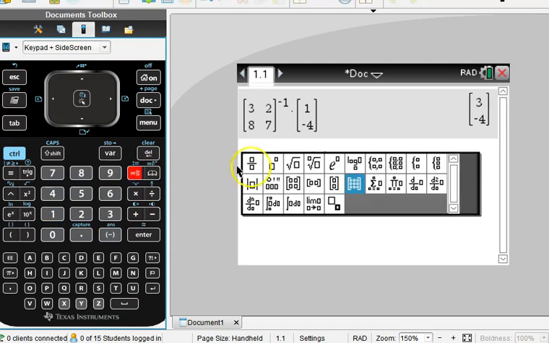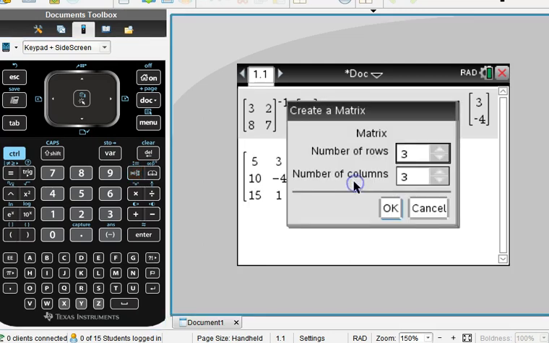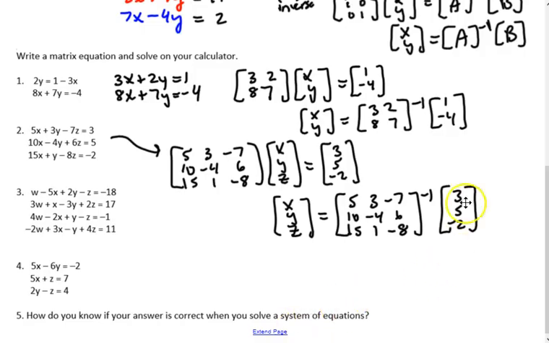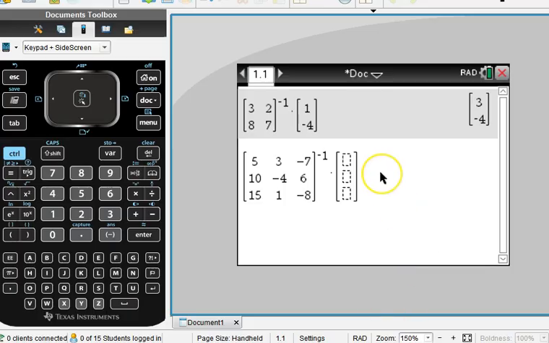Now we go to this matrix. Now I want a 1 by 3 matrix. I want 3 rows but 1 column. So now I have the size matrix I need there. I look at 3, 5, negative 2 are the numbers I need. 3, 5, negative 2, push enter.